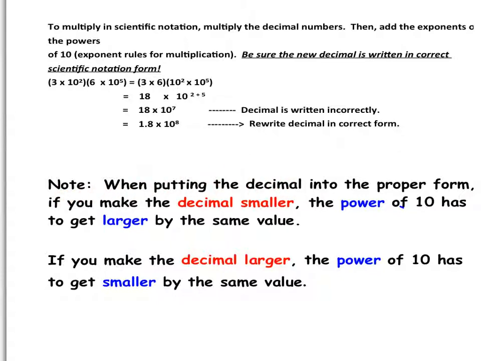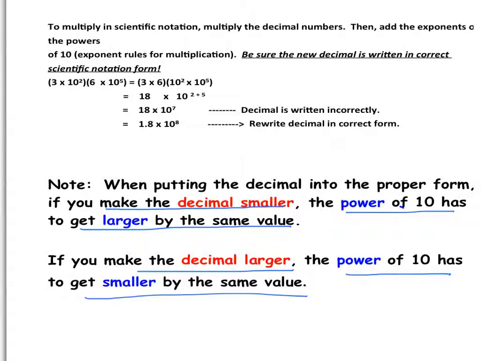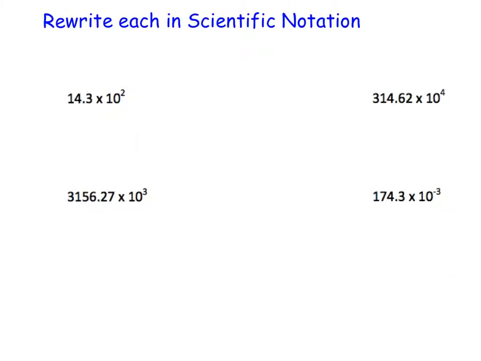One way that you can think about this, instead of writing it out in standard form like I did the last time, a shortcut is when you make the decimal smaller, the power of 10 gets larger by the same value. If you make the decimal larger, the power of 10 gets smaller by the same value. And I'll show you what I mean. So all of these problems are already multiplied. All we have to do is make sure they're in scientific notation.